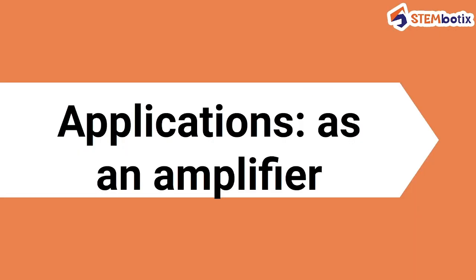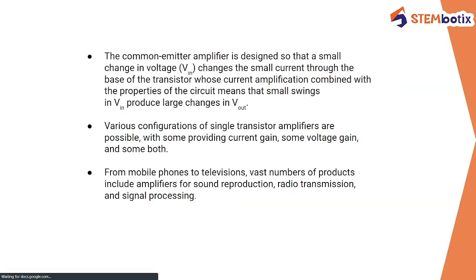Now let's see the transistor's application as an amplifier. In the previous slides we have seen that if you provide a lower signal or lower input, a transistor can give you a higher output. It is nothing but the property of amplification, where a weaker signal can transform into a stronger signal using a transistor.